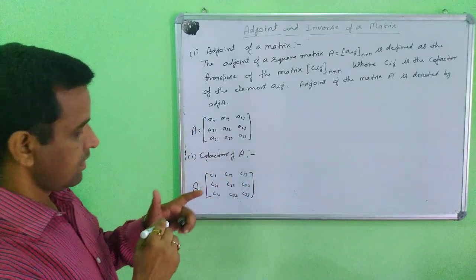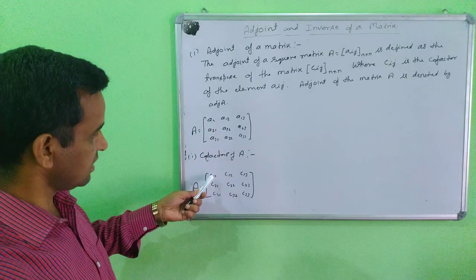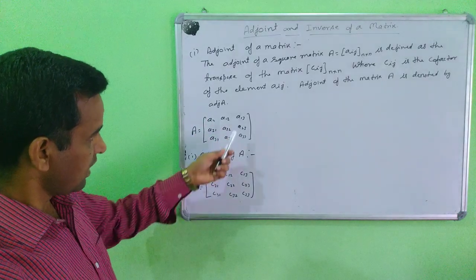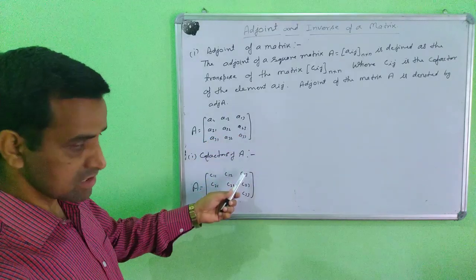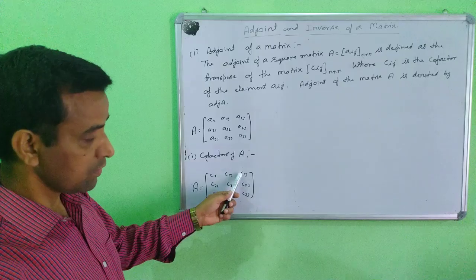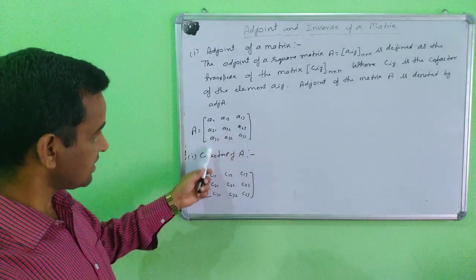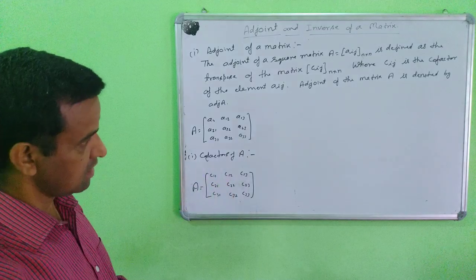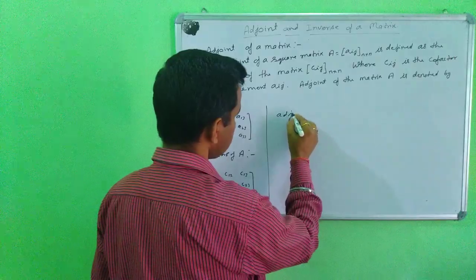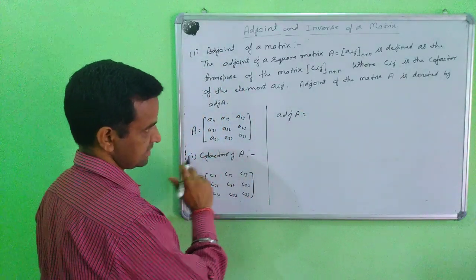Suppose this element has the cofactor C11, the second element has the cofactor C12, and the element 1,3 has the cofactor C13. Similarly, all elements have their cofactors. So now, what is the adjoint of this? Adjoint means finding the transpose of this matrix.